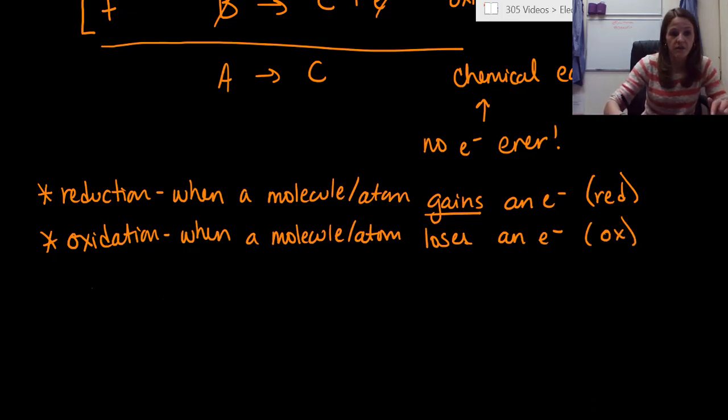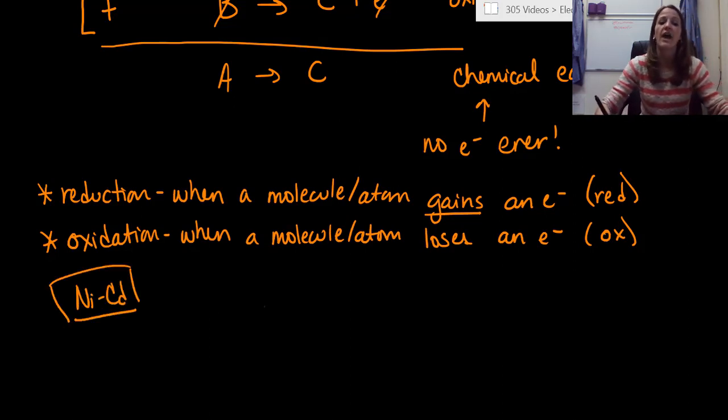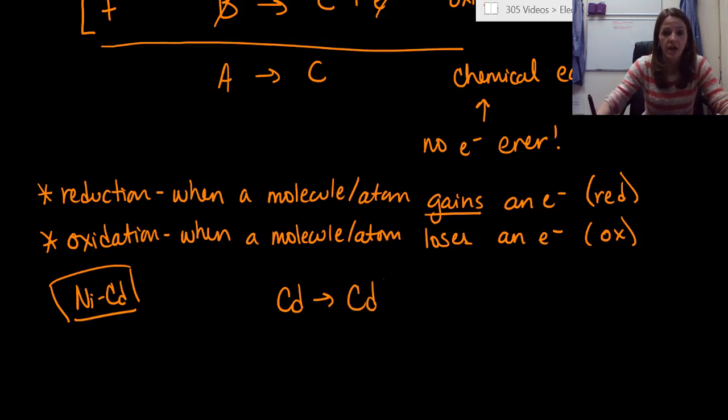Now I want to give you an example. We're going to go back to that NiCad battery. I'm going to give you both of the half reactions, and I want you to identify whether they're a reduction or an oxidation reaction. Let's start off with the cadmium aspect. We have cadmium, and it goes to cadmium 2 plus plus 2 electrons.